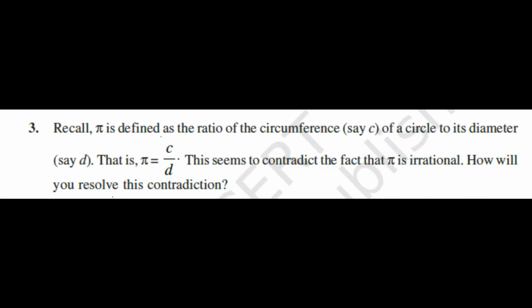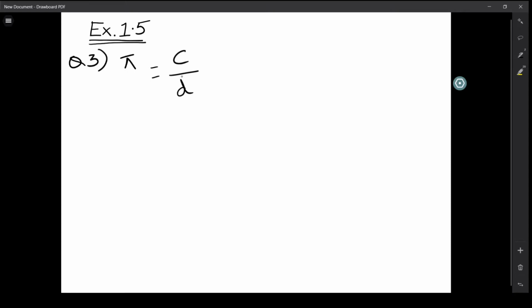Now, question number 3 says, recall that pi is a ratio between the circumference of a circle to its diameter. So which means pi is equal to circumference divided by diameter. And this seems to contradict the fact that pi is irrational. So how will we resolve this contradiction? Since circumference and the diameter are definitely rational numbers, right? So, well, to be honest, no.